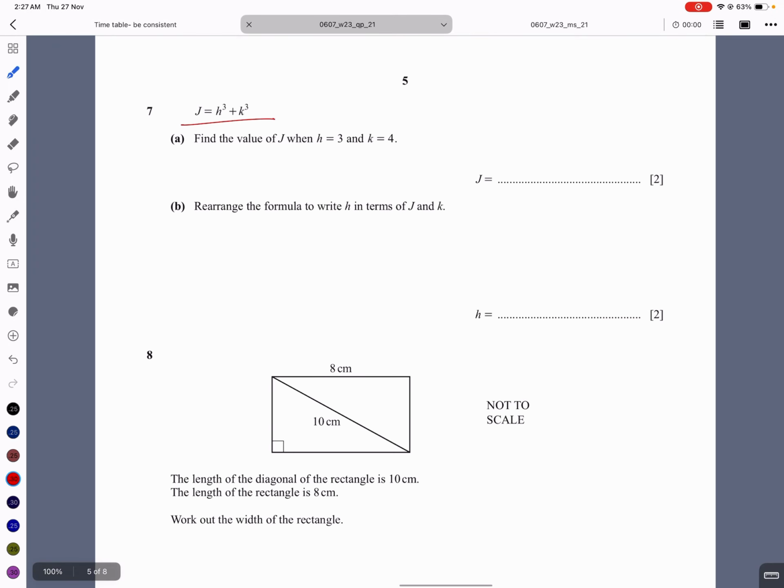Next, the value is given. Find the value of J when h is this. It's really easy. You just substitute the value. J is equal to h cubed plus 4h. 3 cubed is 27, plus 4 into 4 is 16, 16 into 4 is 64. You're going to add them. 7 plus 4 is 11, 6, 7, 8, 9. So 91 is the answer.